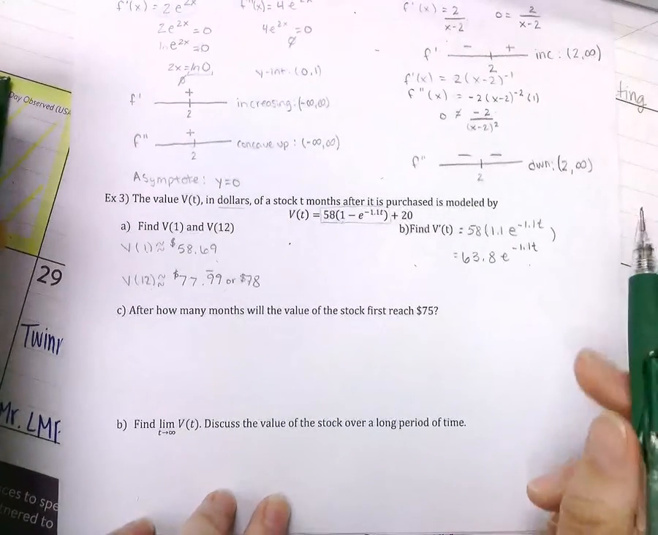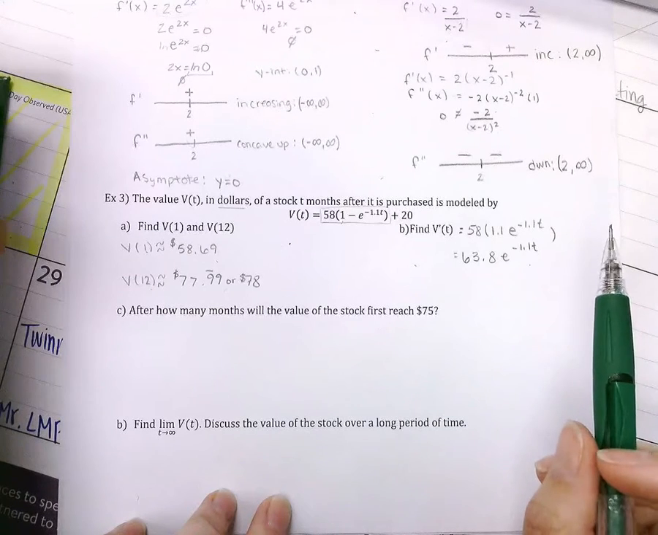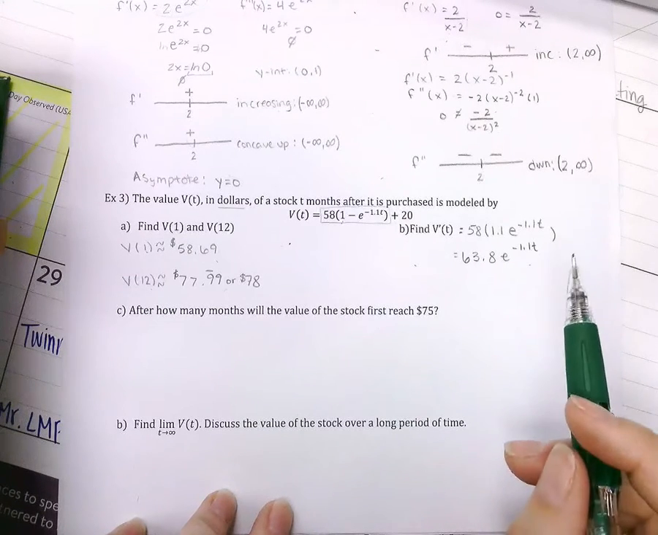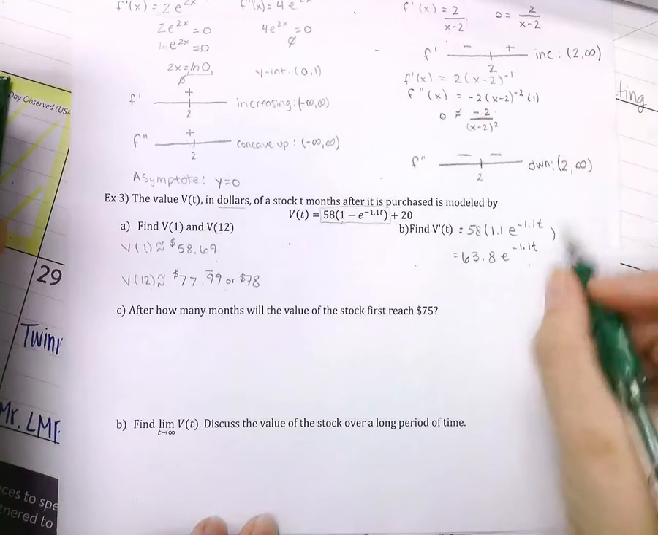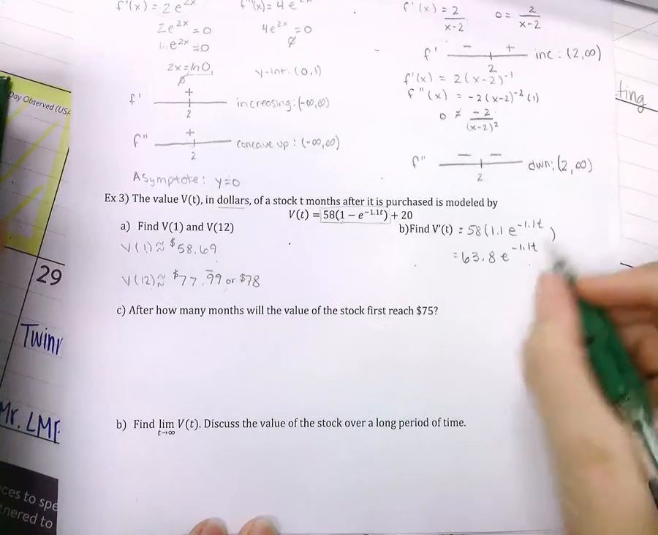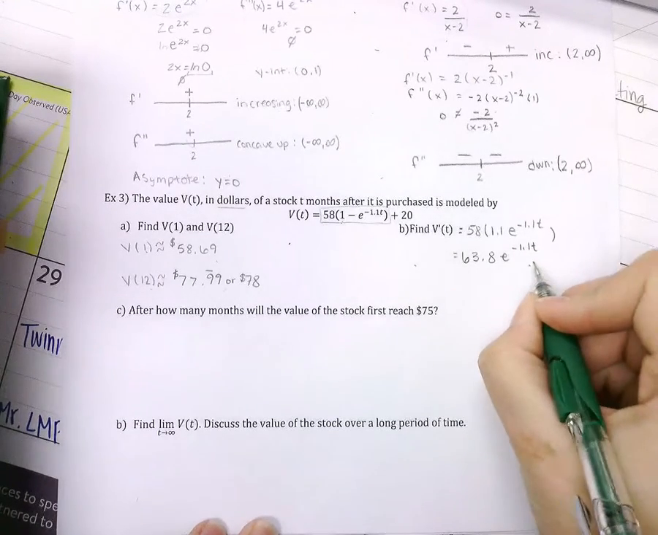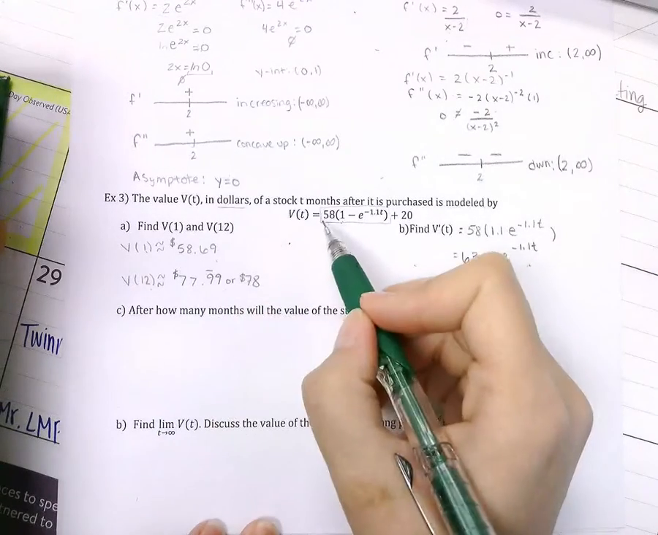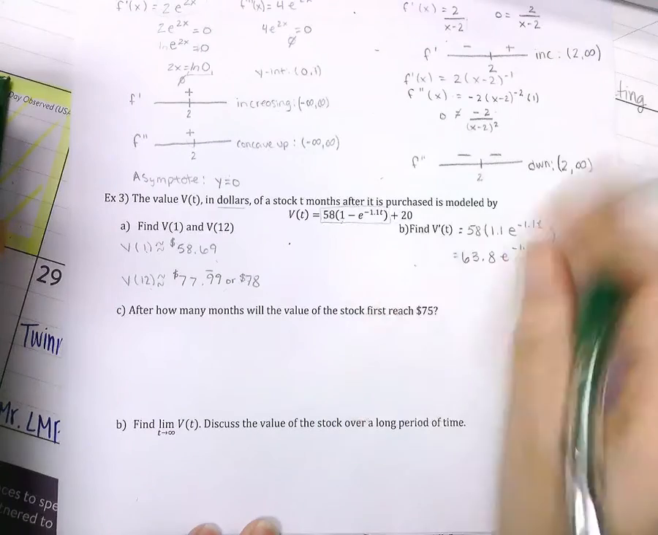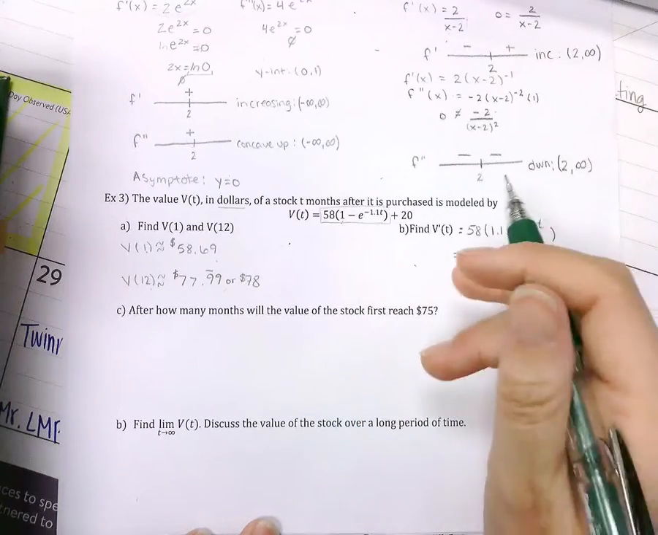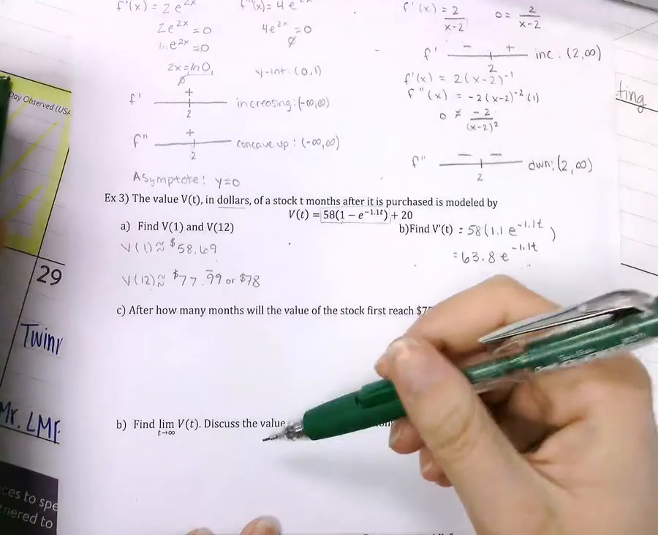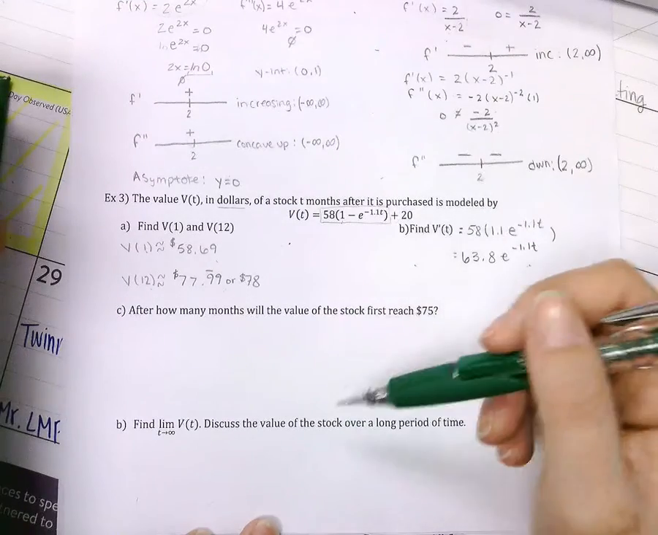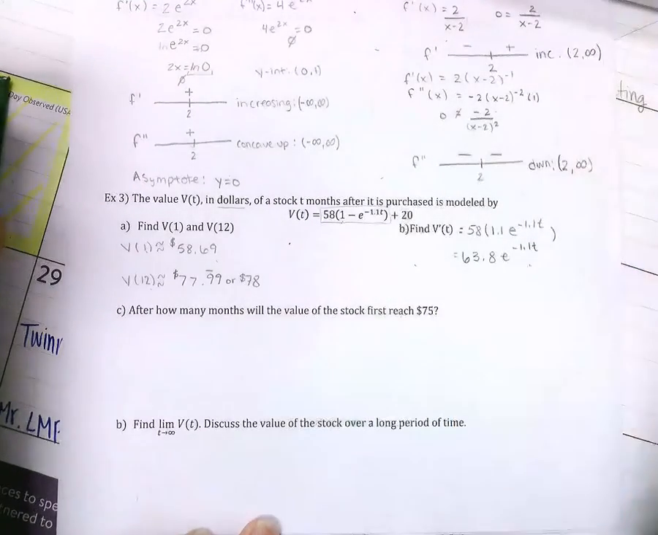Okay. After how many months will the value of the stock first reach? Oh wait, actually, hold on, let's go back a second. So this is decreasing, but it's always positive. So this function is always positive, so your value is always increasing. I'm thinking the second derivative. So the second derivative would be always negative, which means while the rate of change is increasing, it's increasing less quickly as time goes on.